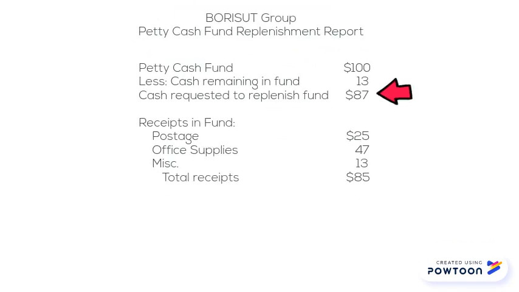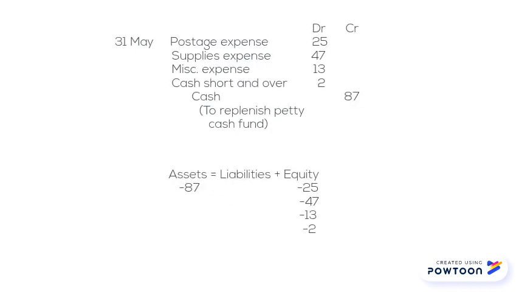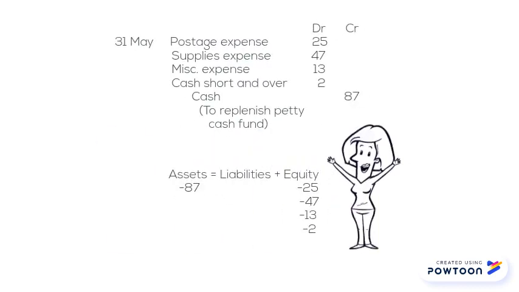In this petty cash fund replenishment report, we can see that the cash requested to replenish the fund was $87 and the total receipts were $85. This is a difference of $2. The following shows the debits and credits as of the 31st of May, including the cash short and over account.